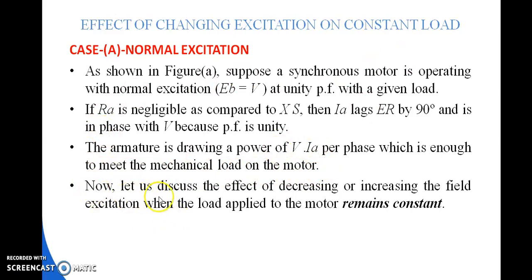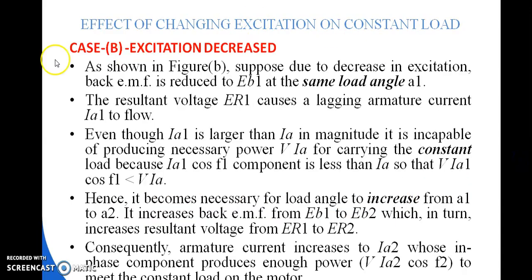Now let us discuss the effect of decreasing or increasing the field excitation when the load applied to the motor remains constant, as we have seen in the diagram. Suppose due to a decrease in excitation, the back EMF is reduced to EB1 at the same load angle alpha 1. The resultant voltage ER1 causes a lagging armature current IA1 to flow.